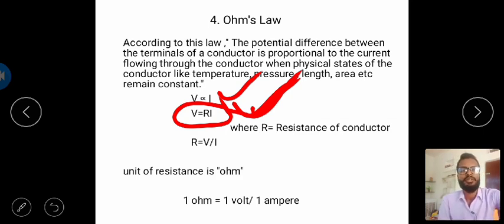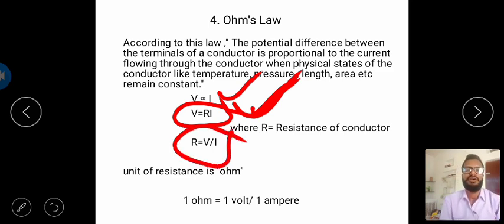Now the value of R derived from the above formula is V upon I. And what is R? I told you R is the resistance of the conductor. We will study resistance in topic number 5. And what is the unit of resistance? The unit of resistance is ohm.